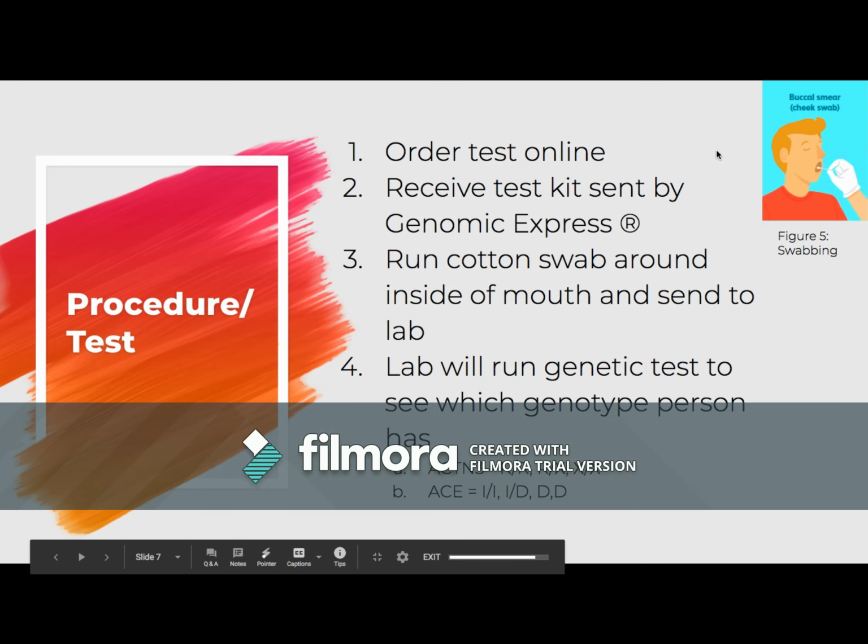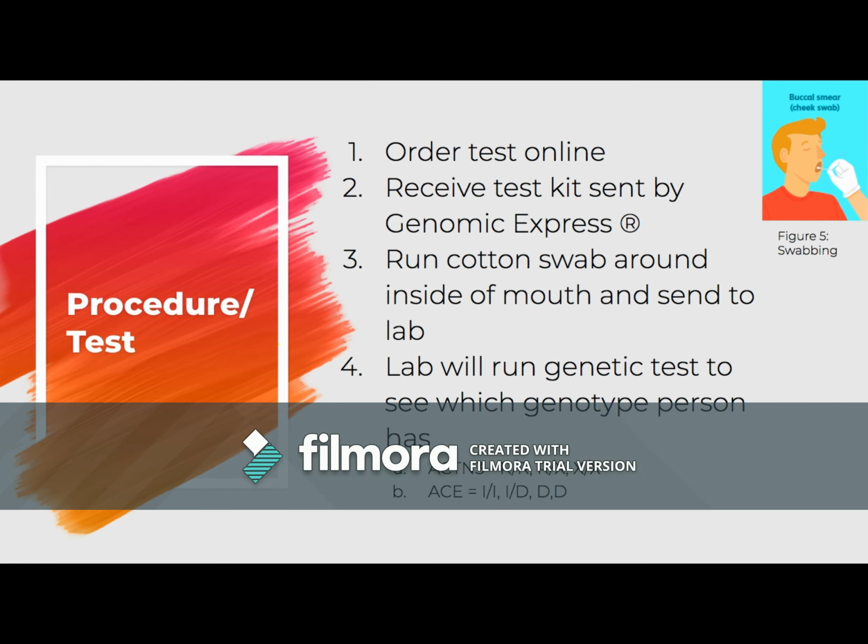So I will be talking about the procedure of the test that the company offers. So the first step is to order the test online and then receive the kit sent by the company. In that kit, you'll find a cotton swab that you'll place inside your mouth and run it around to collect some saliva, shown in figure 5 on the right. Next, you'll return the test to the lab, and the lab will run some genetic tests to see what genotype the person has. Say you ordered the ACE test, for example, you'll get one of the three genotypes listed below.